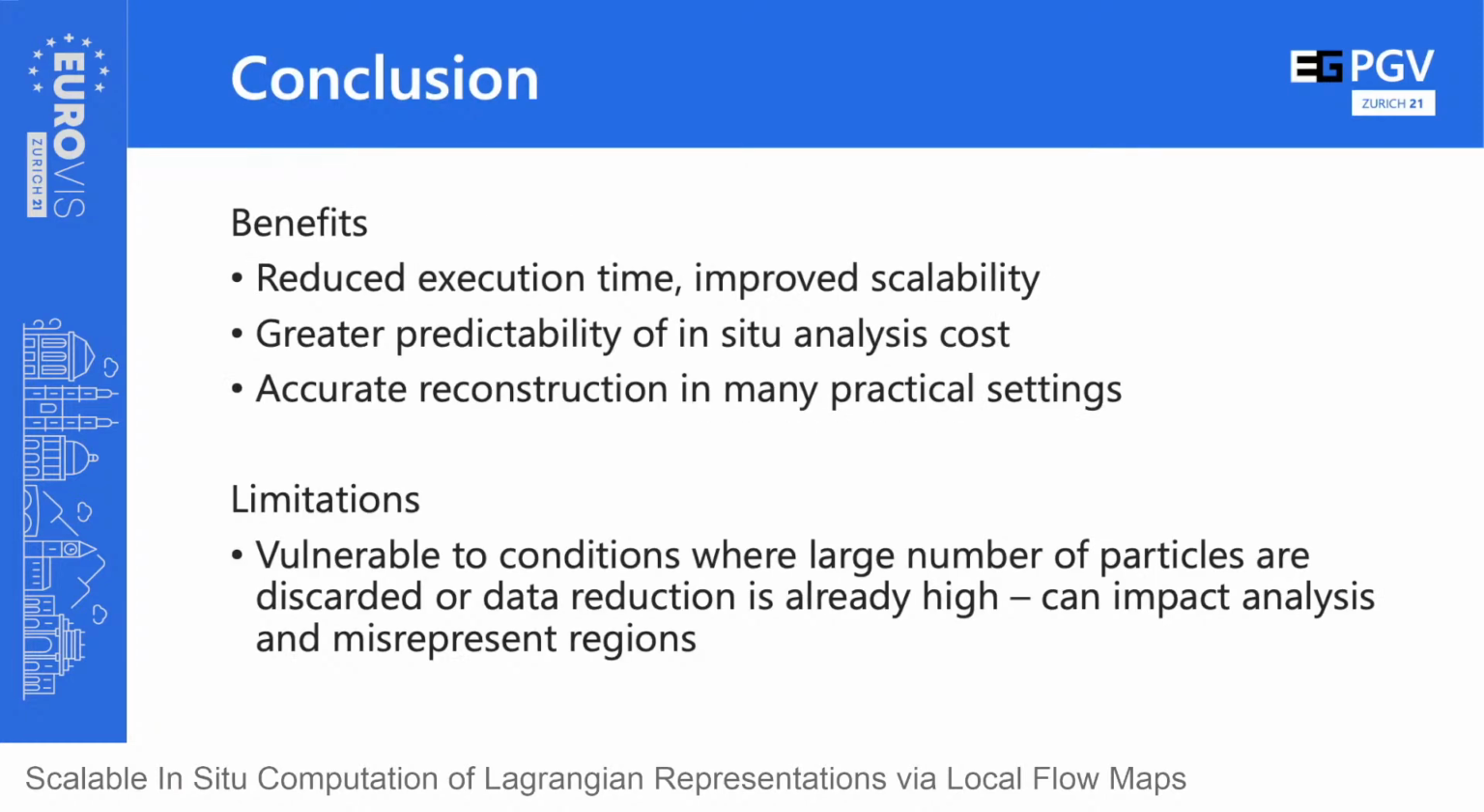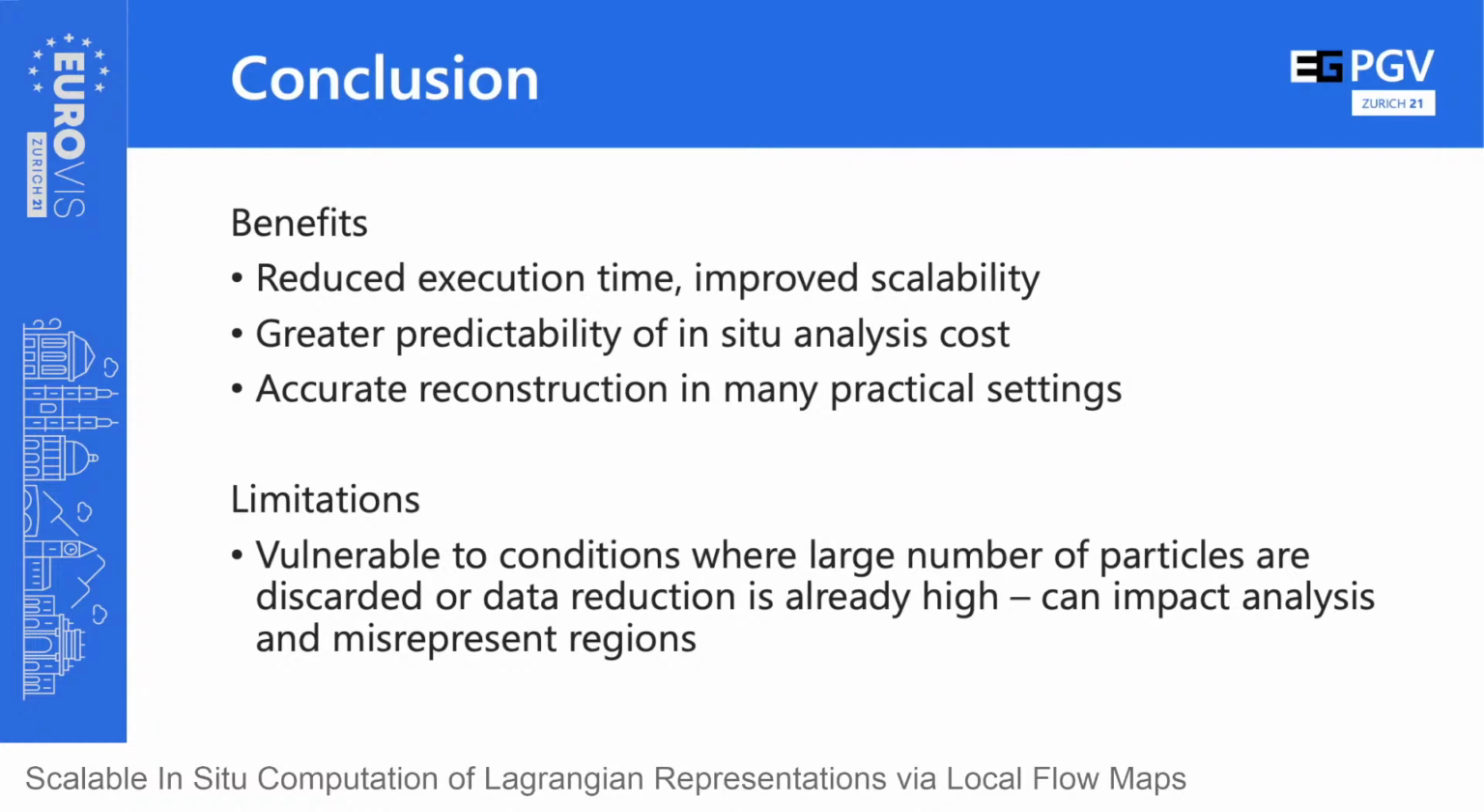This work contributed a scalability study as well as an evaluation of a simple communication-free model to extract Lagrangian flow maps in situ. The benefits of this approach were reduced execution time and improved scalability. We also found that it led to greater predictability of in situ analysis costs, which we believe is important at scale. Our study also showed that in many cases, the flow maps could be reconstructed accurately when a high number of particles were used to form the flow map and the storage interval was such that only a few particles were discarded.